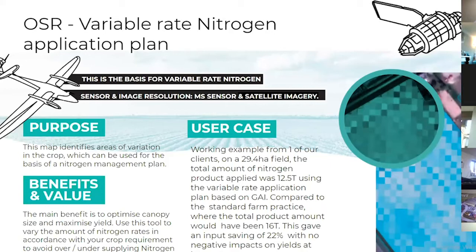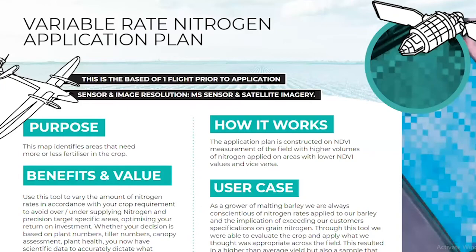To the customer, also, so there, an optimal amount to. So what we've done with the variable rate nitrogen application plans is we are using the data from the satellites, and we're looking again at the variation across the field.